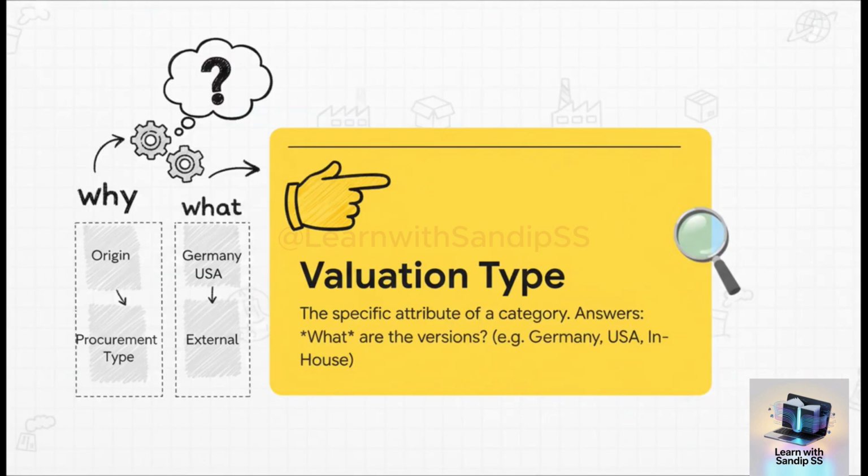So, if the valuation category is the why, then the valuation type is the what. It's the specific version or attribute that falls under that category. So, for example, if your category, your why, is origin, then your types, your whats, could be Germany and USA. Or if your category is procurement type, your types would be in-house and external. See how they fit together?